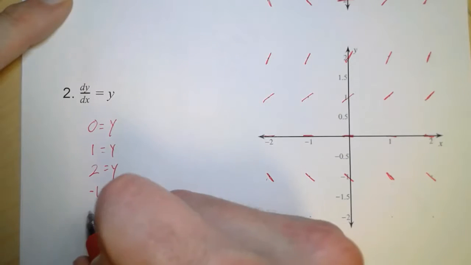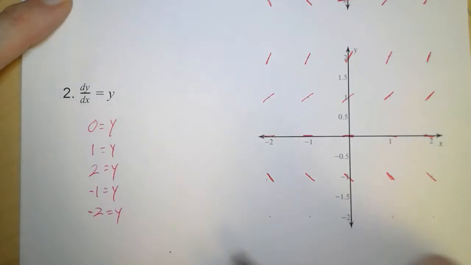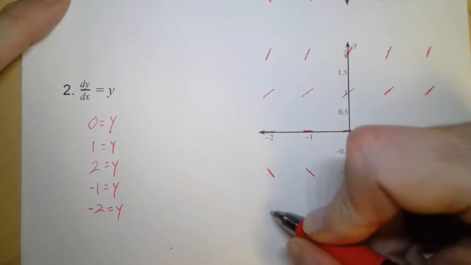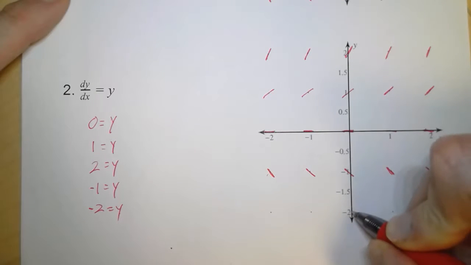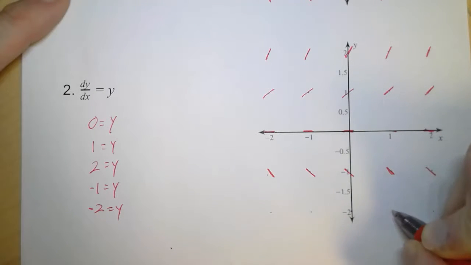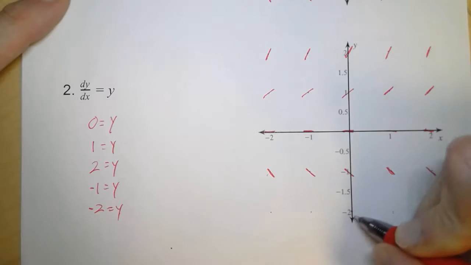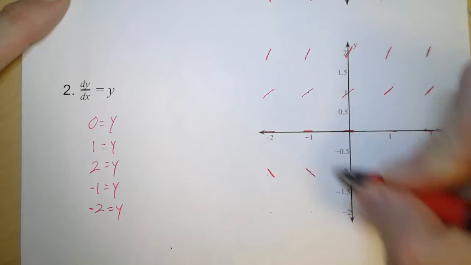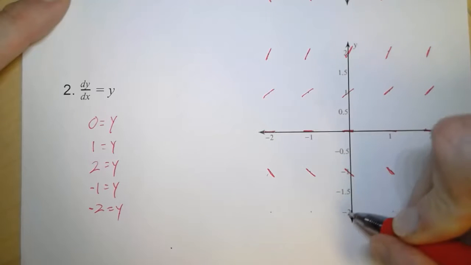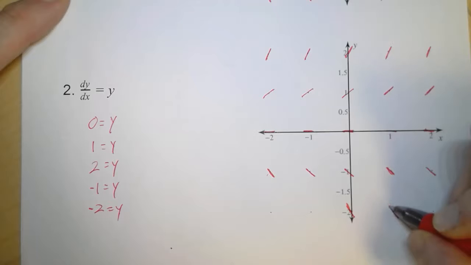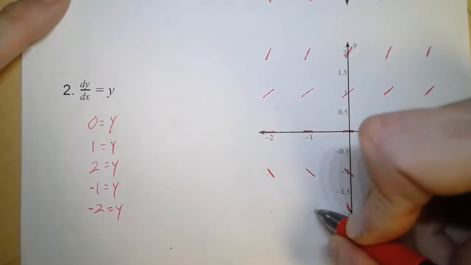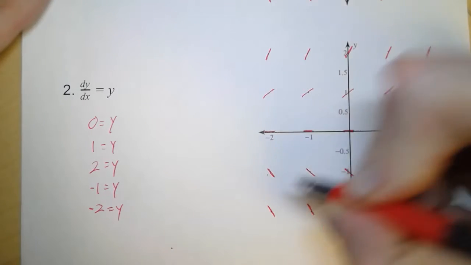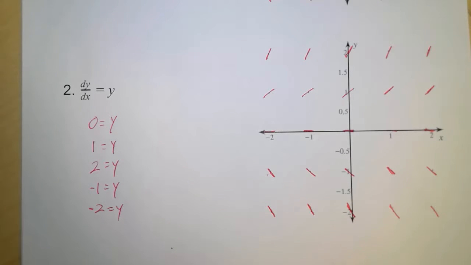And so down below, -2 equals y. So these values, these points, are all going to have a slope of -2. So I'll start here and say if I have a slope of -2, I would go down 2 and over 1, or I would go back up 2 and over 1. So this should be pointing at that spot. So right like that. So that should be right there. And so now we've got our slope field for dy dx equals y.